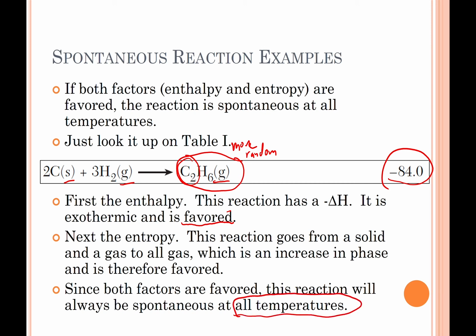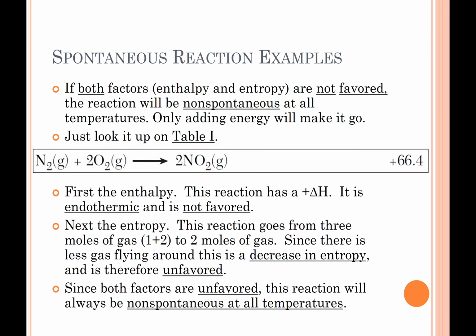This is going to be the main thing that's going to change, is temperature. So if both factors are favored, the reaction is spontaneous at all temperatures. Now if both are not favored, the reaction will be non-spontaneous at all temperatures. So it doesn't matter if it's hot or cold, if both the heat and the randomness of the reaction are not favored, the reaction is going to be not spontaneous. Only adding energy is going to make it occur.